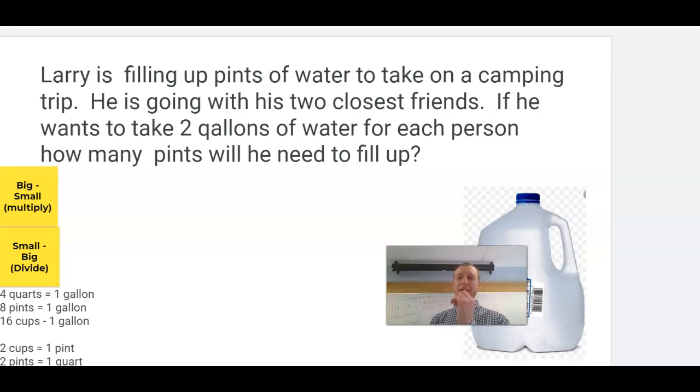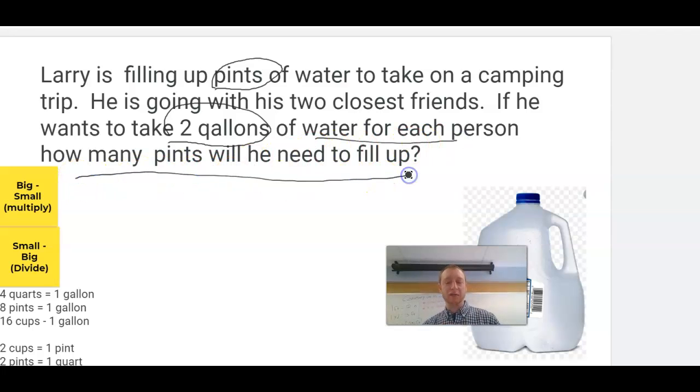Larry is filling up pints of water to take on a camping trip. He's going with his 2 closest friends. If he wants to take 2 gallons of water for each person, how many pints will he need to fill up? So let's see. He's filling up pints of water to take on a camping trip. He's going with 2 friends. He wants 2 gallons of water for each person.